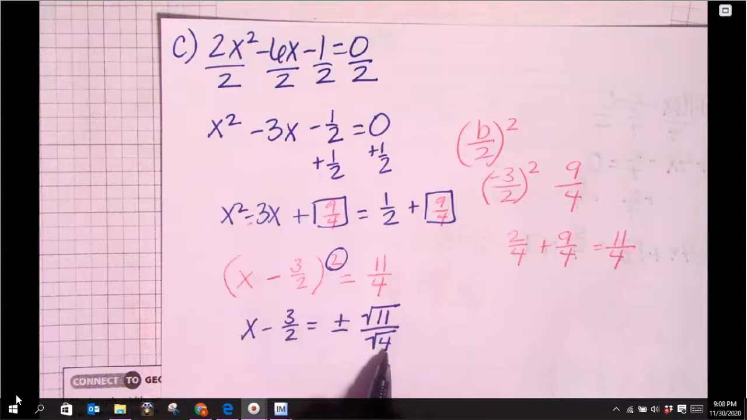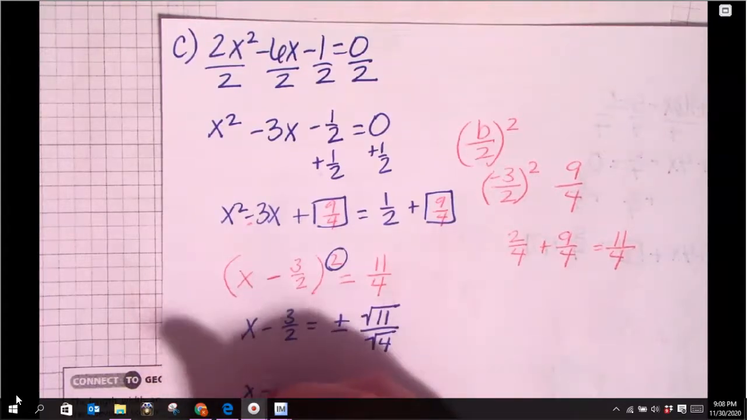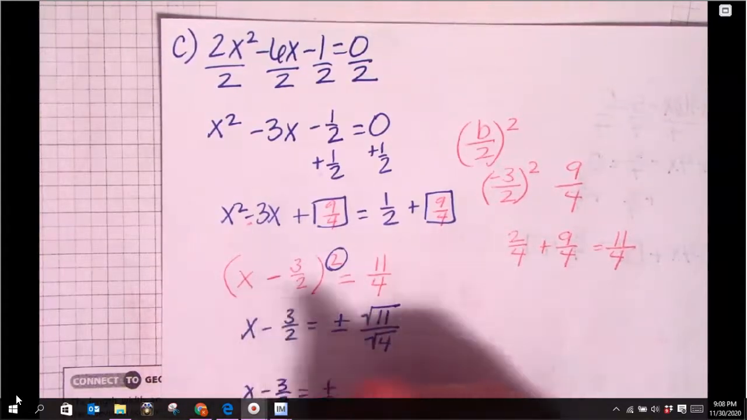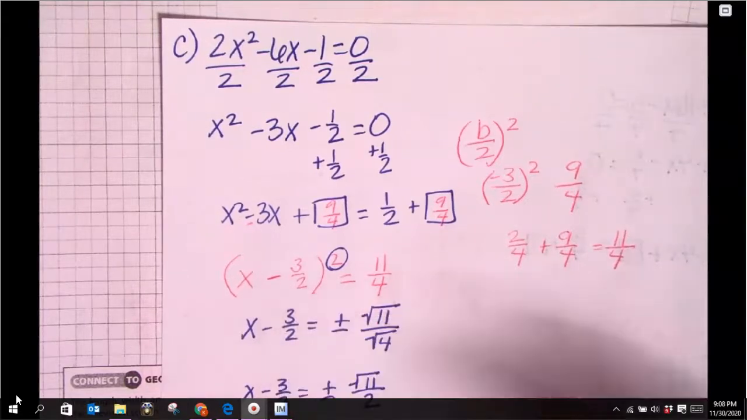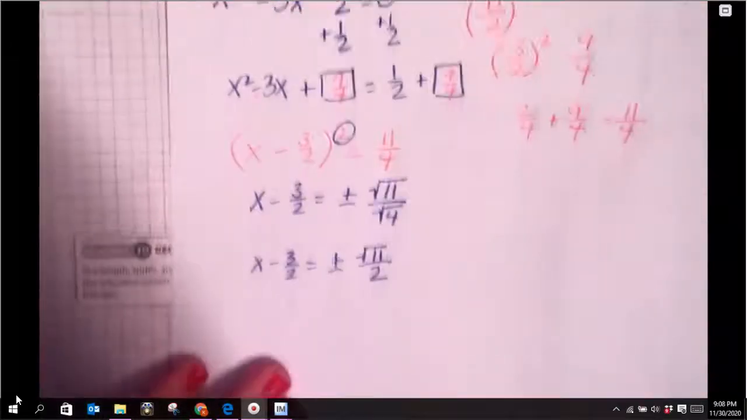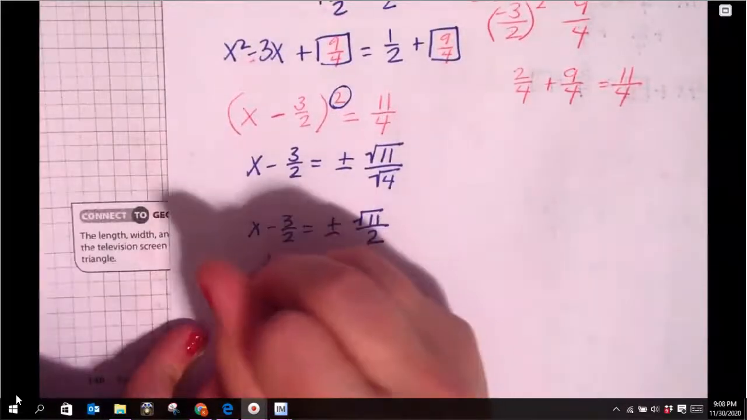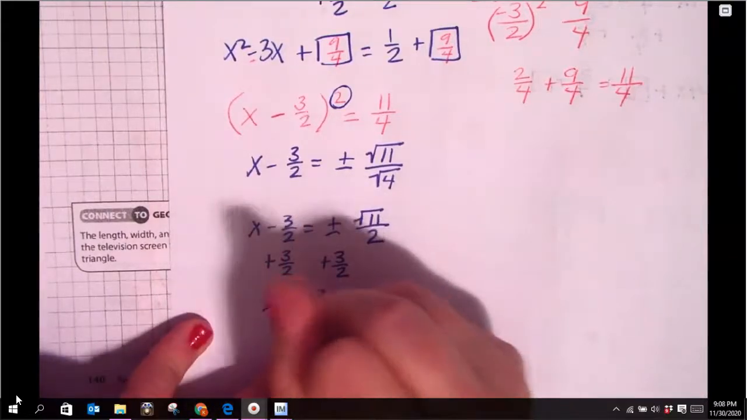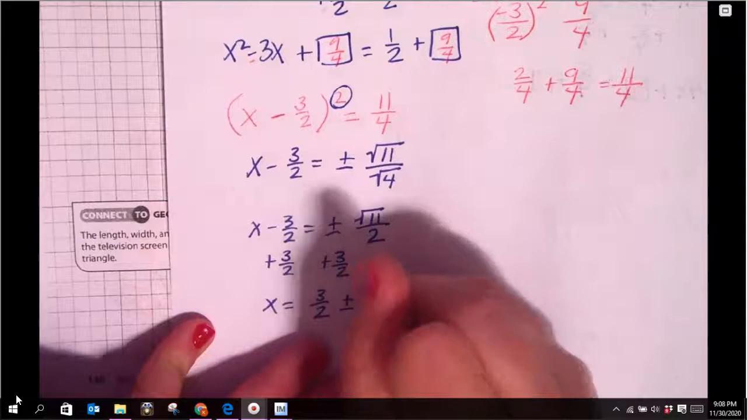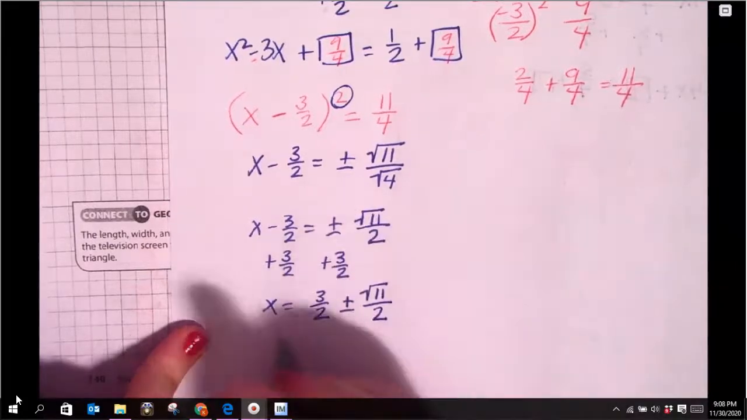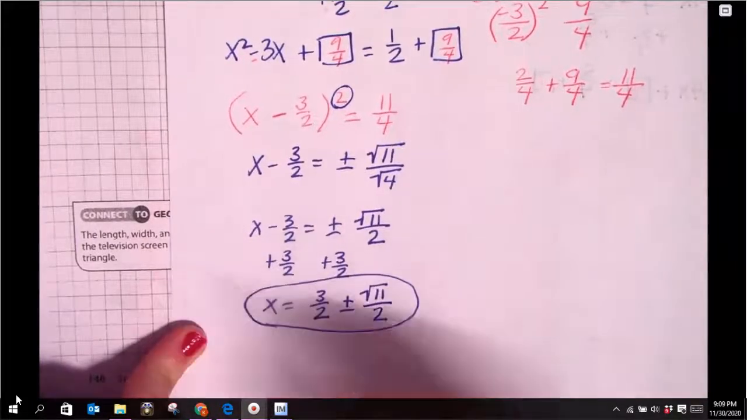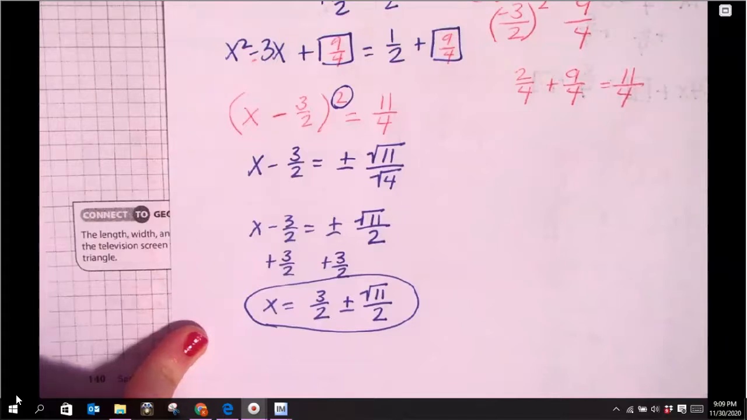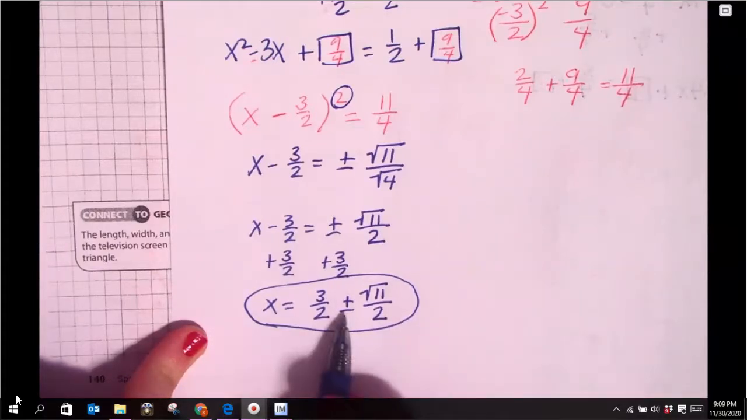The square root of 4 can be reduced. It is a perfect square. So now our denominator is going to be 2. Like that. Last step to getting x by itself is to add 3/2. So x equals 3/2 plus or minus the square root of 11 divided by 2. Just like that. 2 solutions. One's plus, one's minus.